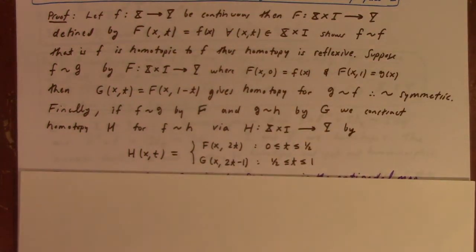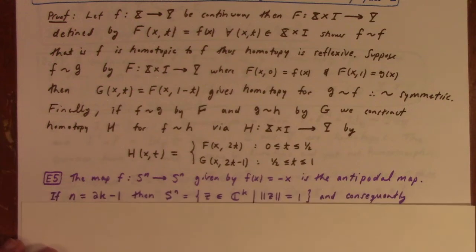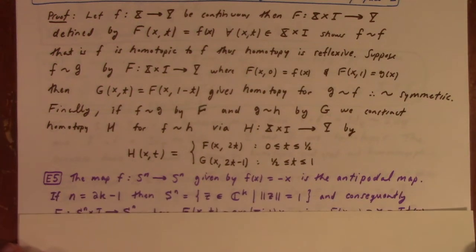Sorry about that. So by homotopies F and G respective, you can build homotopy H that shows that f is equivalent to h by this rule right here. And you can easily sort through that it glues together nicely and gives you the desired homotopy.